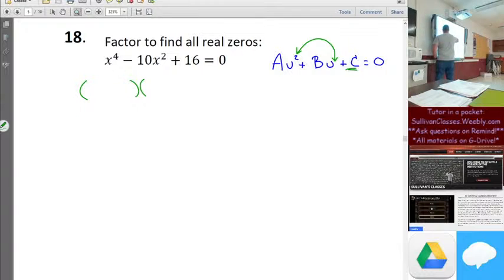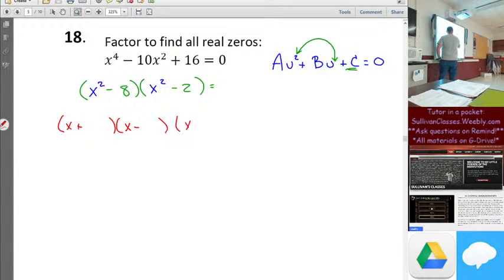I can factor this just like a normal quadratic. Factors of 16 that add up to negative 10. Going to be negative 8 and negative 2. The difference is because it's not a quadratic, it's a quartic. Those are actually x squareds. I am not done. These are both difference of squares. X plus, x minus. X plus, x minus.